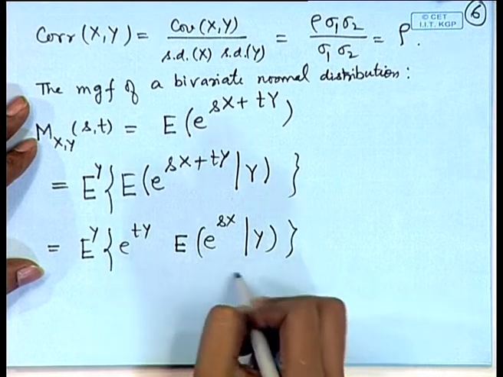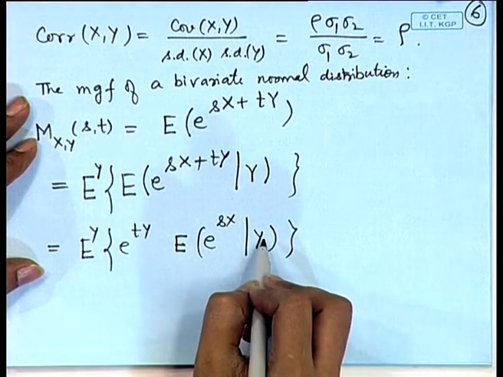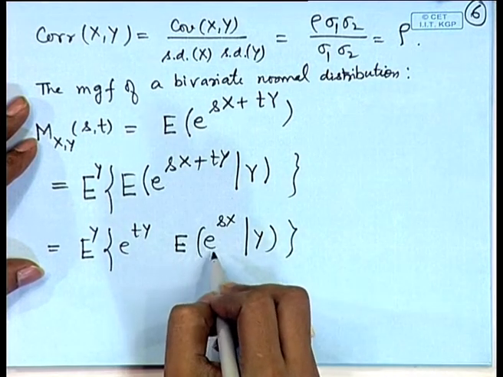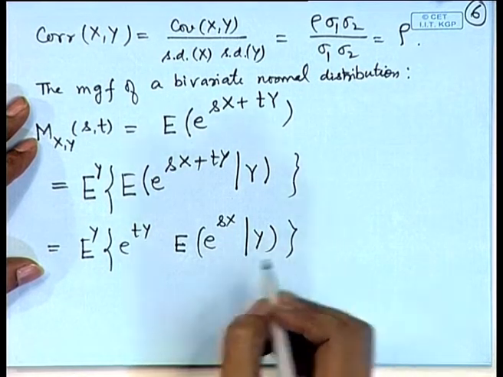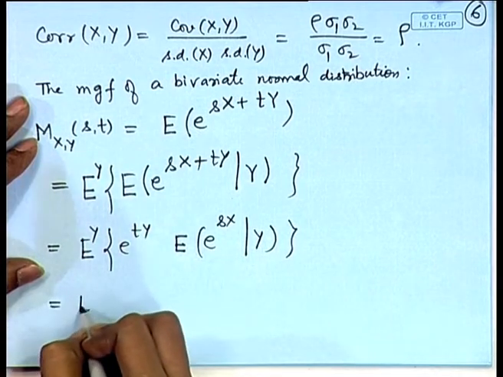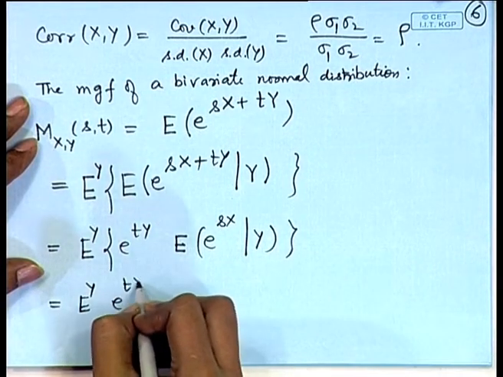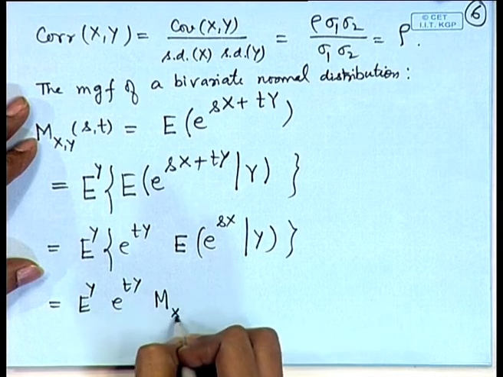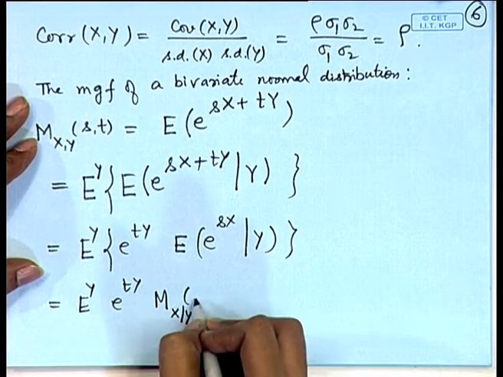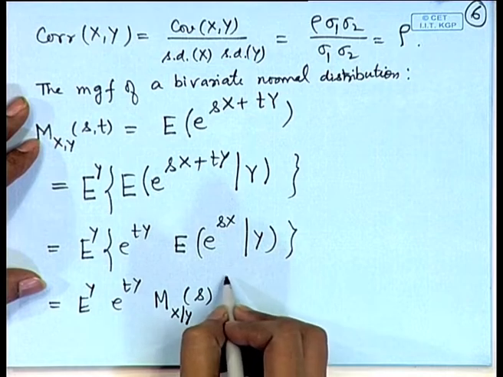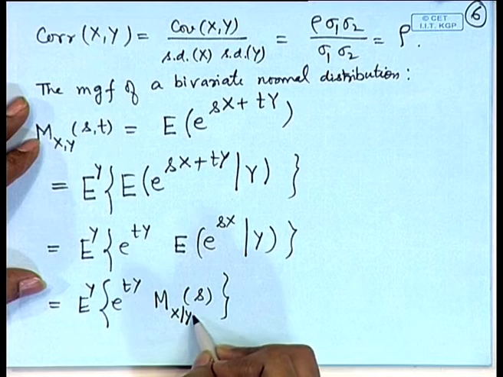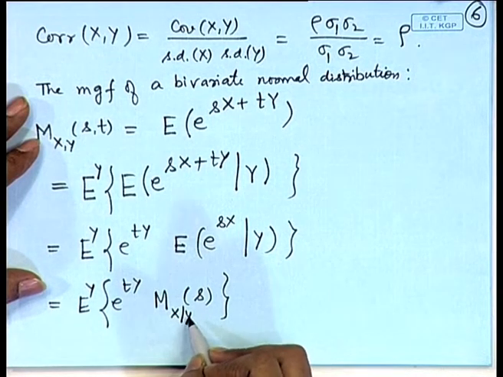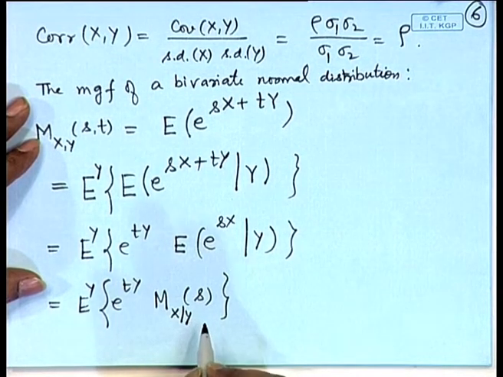Now, notice here that this inner expectation is nothing but the moment generating function of the conditional distribution of X given Y. So, this is equal to expectation of e to the power tY into the moment generating function of the conditional distribution of X given Y at the point s. Now, here the conditional distribution of X given Y is univariate normal. We already know the form of the moment generating function of a univariate normal distribution.